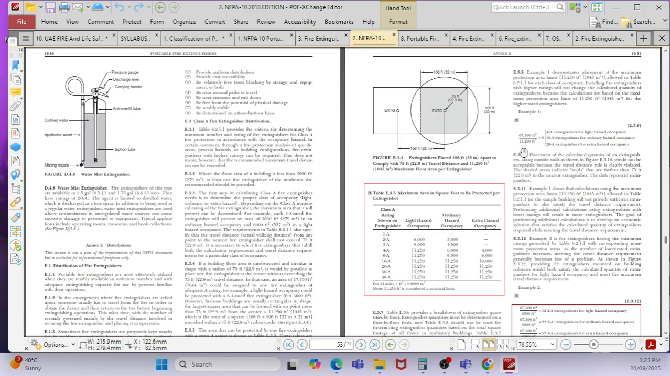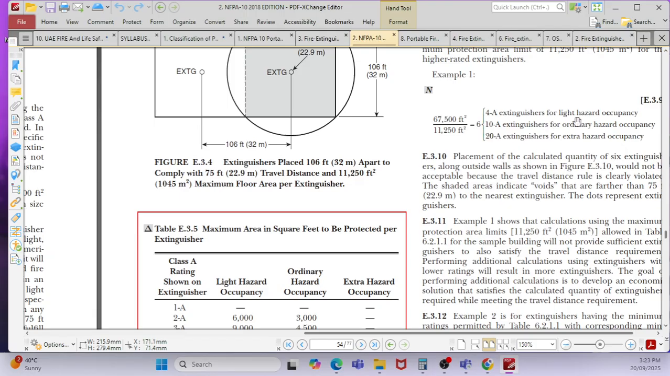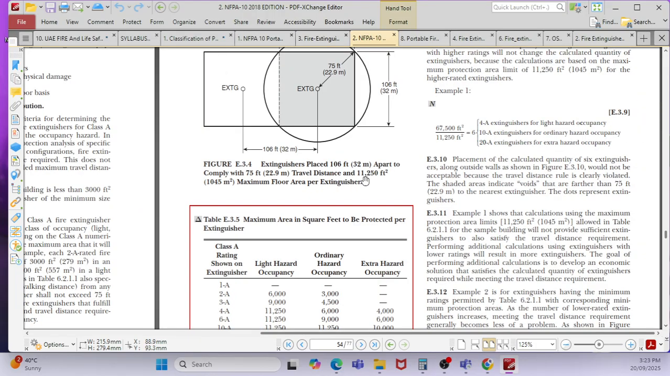Okay, there is a calculation also given here. How many fire extinguishers do you have to use? So if you are using 4A extinguisher for light hazard, for example, you have an area of 67,500 square feet. If you divide by 11,250 square feet travel distance, and 11,250 square feet maximum floor area per extinguisher, right? So 67,500 divided by 11,250, you have to use 6 extinguishers.